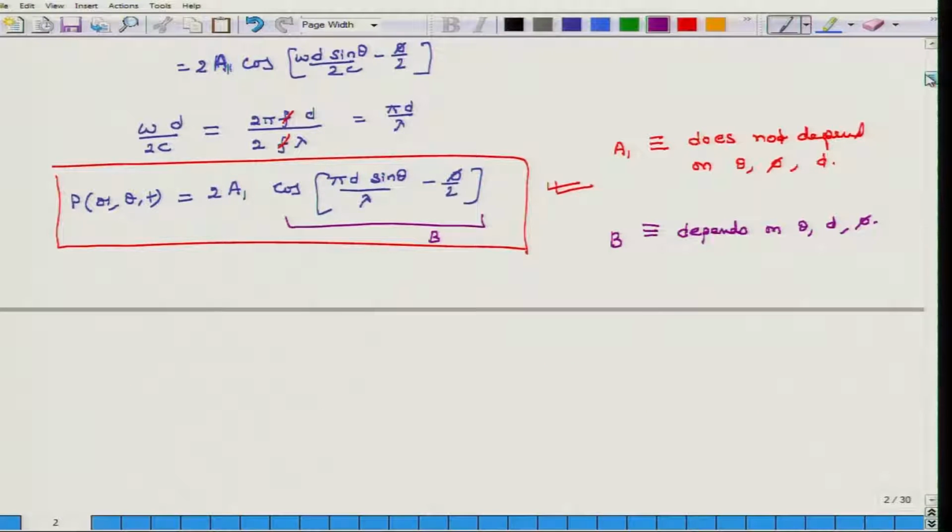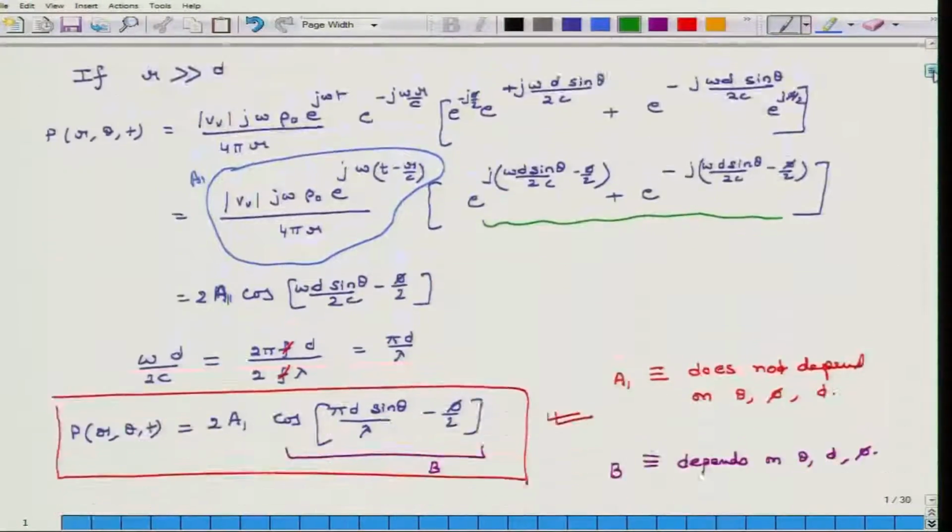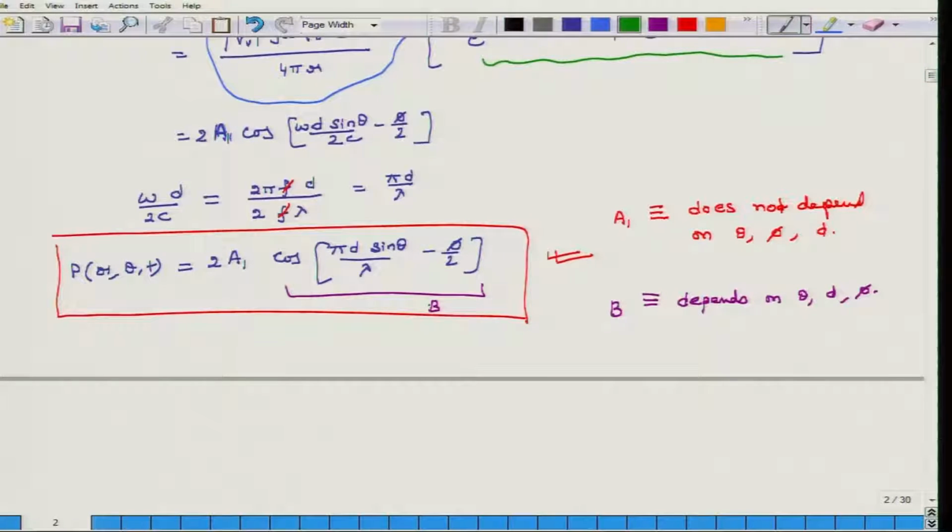If I have to figure out how sound is going to change in this picture, as theta increases, this P is going to move like this. So, as theta changes, this P is going to move like this. For a given distance r, as I increase or decrease theta, how will P change? That change will be decided by the behavior of B, because B is the parameter which depends on theta, phi and d.